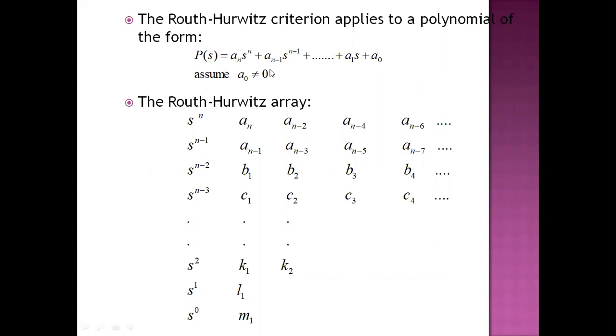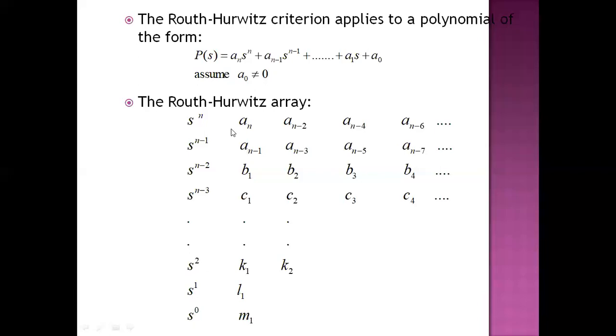So for the Routh stability criterion, first we have to form the Routh-Hurwitz array from the given characteristic polynomial of an nth order system. Here you can see the characteristic equation P of s is equal to an s power n plus an minus 1 s power n minus 1, and so on. The last coefficient is a naught. First, in formulating the array, write the s terms in the first column: s power n, s power n minus 1, till s power 0.